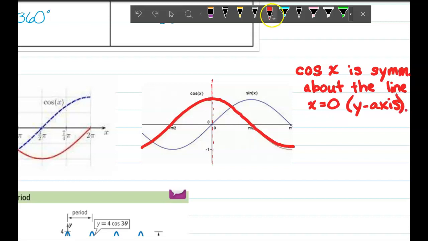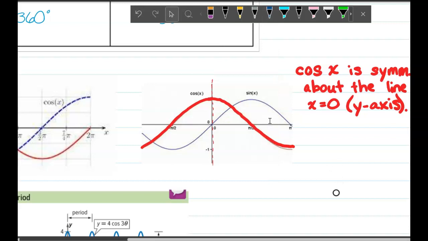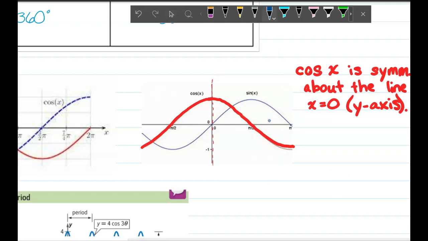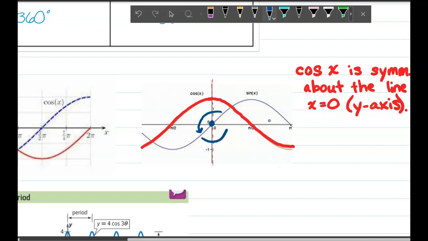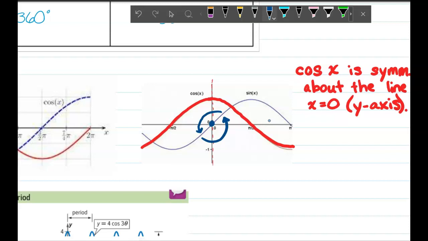On the other hand, if we take a look at the sine function, it's symmetric about this line, but we really like to talk about the origin here. The sine function would have rotational symmetry. If you could imagine rotating it 180 degrees, just spinning this function around the origin, or turning or twisting it, it would line up on itself after you rotate it 180 degrees. So the sine function has rotational symmetry.